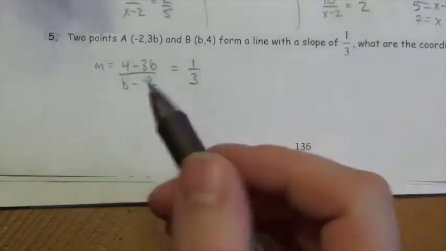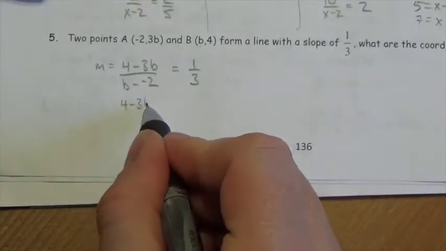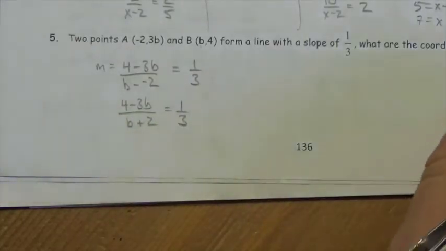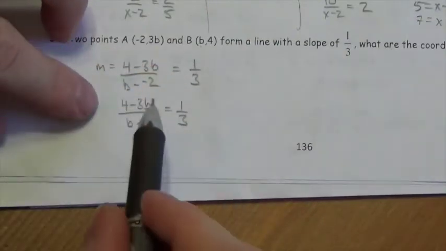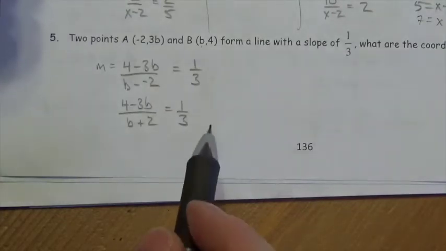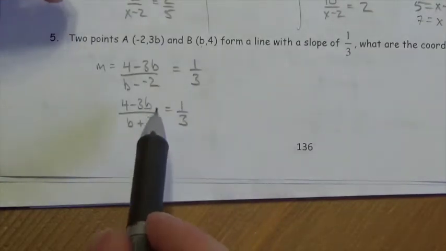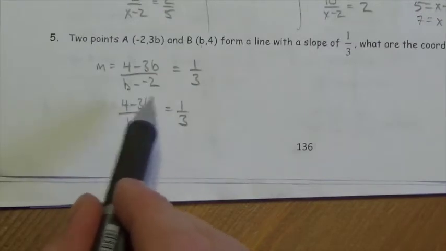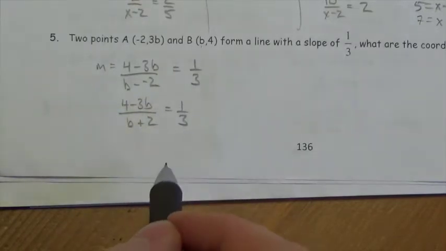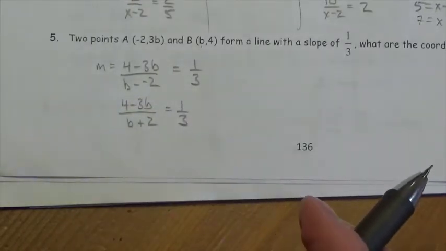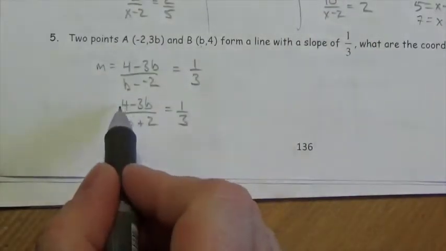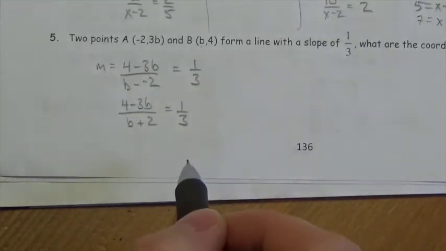Now, I simplify this a little bit. 4 minus 3b over b plus 2 is equal to 1/3. Okay, well, this is a little bit harder to just make the numerator and denominator equivalent. The reason for that is it may end up being that the simplest way to solve 4 minus 3b equals 1 may give me a value of b that actually doesn't work in the denominator. So it's not as straightforward as just setting the numerator equal and the denominator equal.